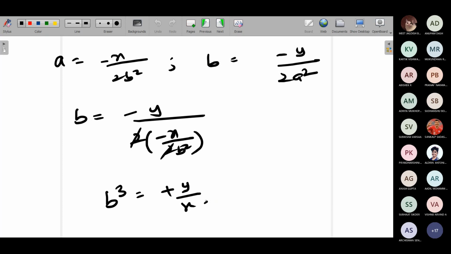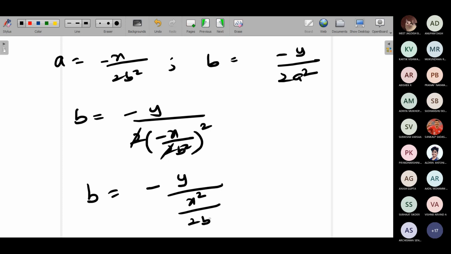What I've got here, I wrote a correctly, ma'am: minus x by 2b square. And b, it is b square, ma'am. You didn't square it, I think so. Where, ma'am? Oh, this is square. Okay, correct, b square. So I'll get b is equals to minus y by, when I have square, I'll get x square by 4, not 2. 2b power 4.